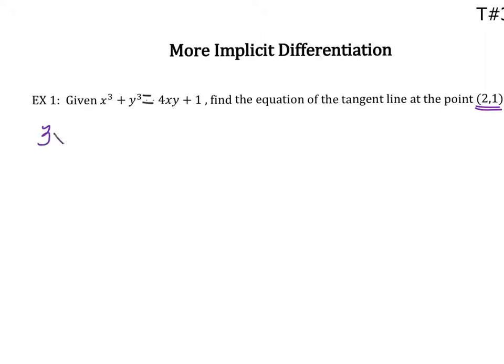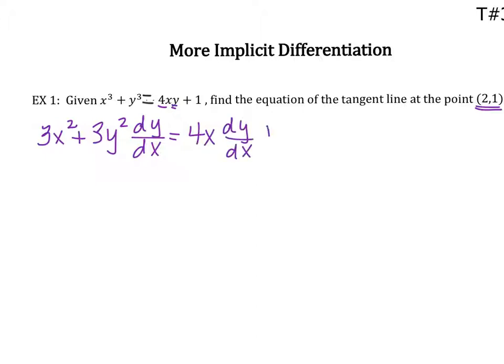And you would have 3x squared plus 3y squared dy/dx is equal to 4xy, so I have to do the product rule. So I'm going to do 4x as my first and y as my second. First times the derivative of the second plus the second times the derivative of the first would be a 4. And then plus 1, that would be 0.